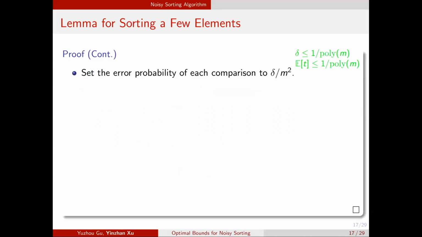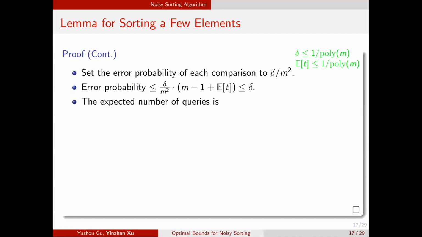So we use the insertion sort, but we set the error probability of each comparison in the insertion sort to be delta over m squared. First of all, the overall error probability of the algorithm is the error probability of each comparison times the number of comparisons we need to make in the insertion sort, and this can be bounded by delta as desired. Now we consider the expected number of queries.